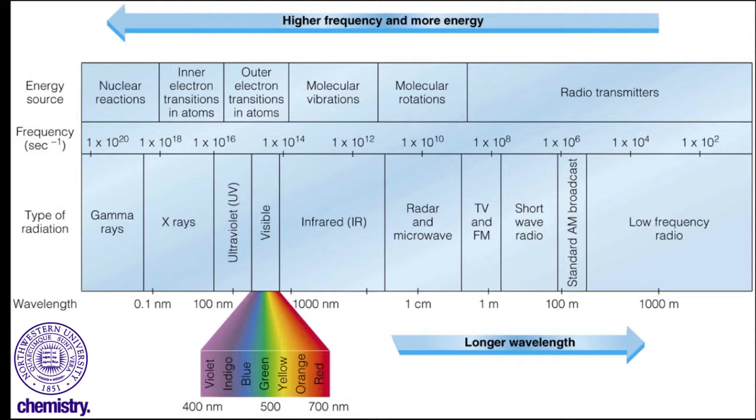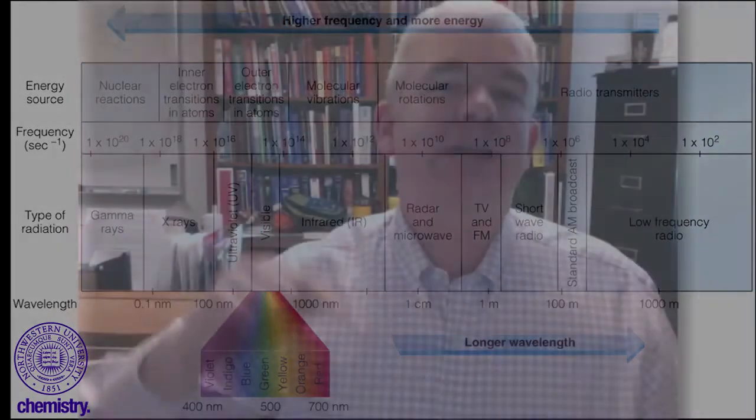X-rays you may be familiar with. We use that in X-ray crystallography to get the three-dimensional structure of molecules and see where atoms are positioned relative to one another. In ultraviolet radiation, we use that to probe electronic transitions in molecules as electrons bounce between molecular orbitals. We'll learn more about that later.